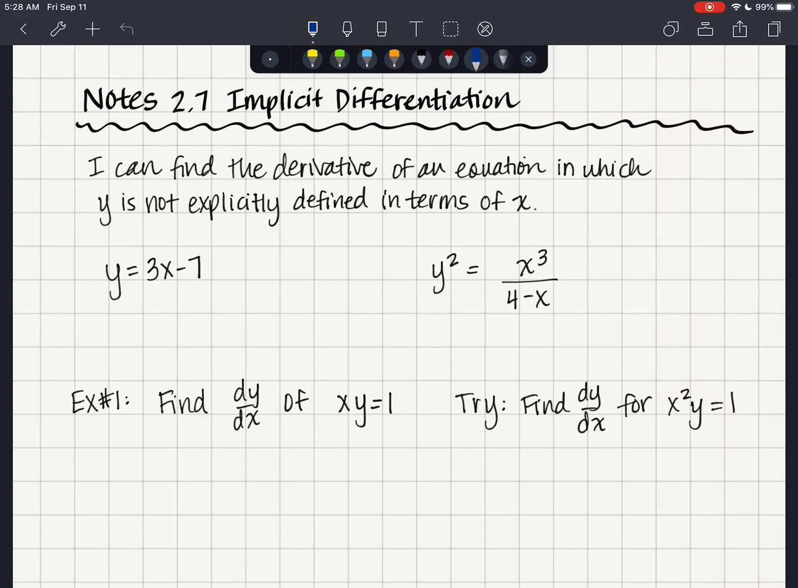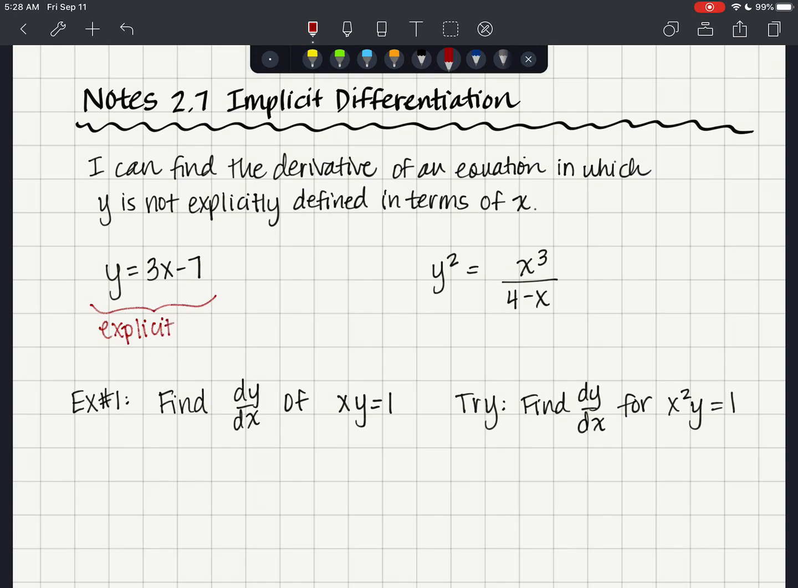Implicit differentiation allows us to find the derivative of an equation when y is not explicitly defined in terms of x. Now, we may not know what this means because we're not typically accustomed to saying y is explicitly defined as an expression, so I'm going to show you. On the left-hand side, y is explicitly defined in terms of x, so this is called explicit form.